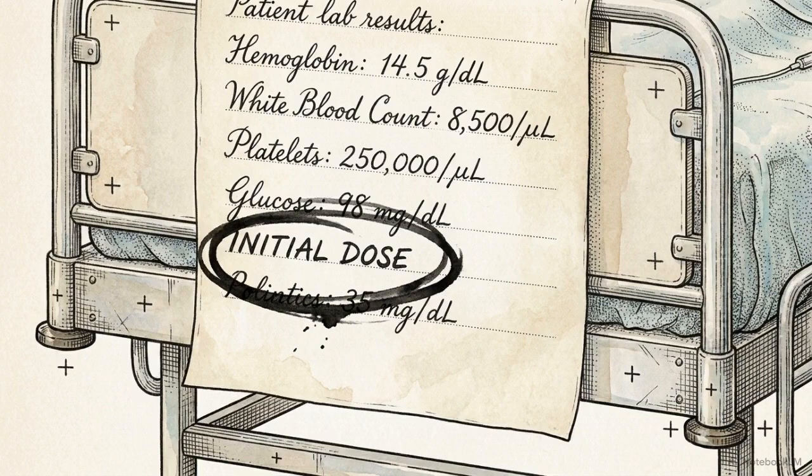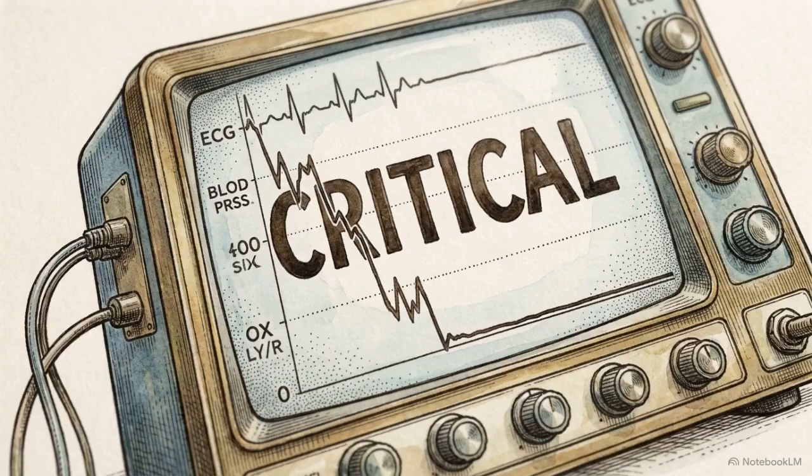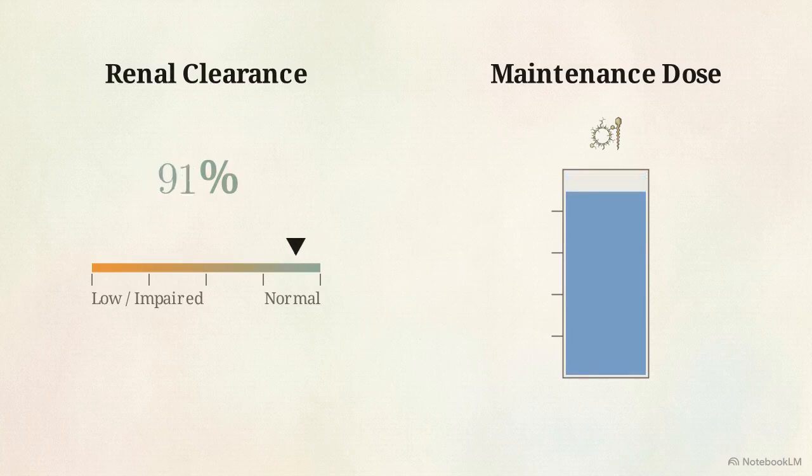This loading dose is mandatory regardless of a patient's kidney function. Failing to hit the therapeutic threshold immediately is directly linked to early treatment failure in critically ill patients. Maintenance doses are only adjusted for renal clearance after this initial strike.